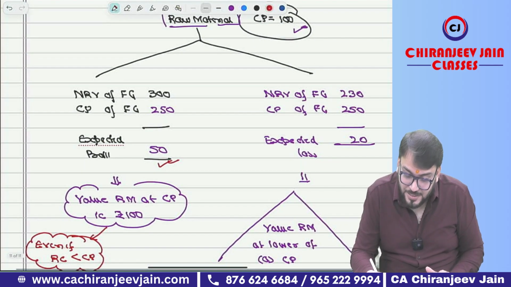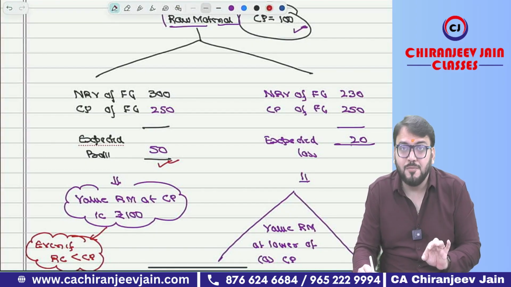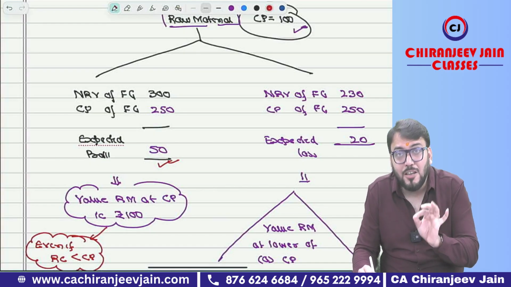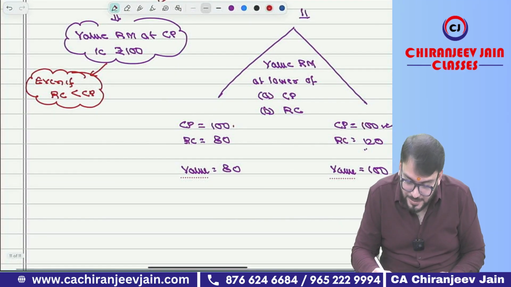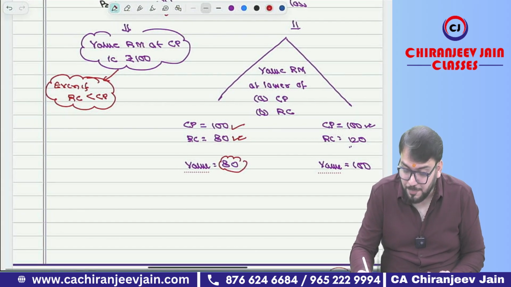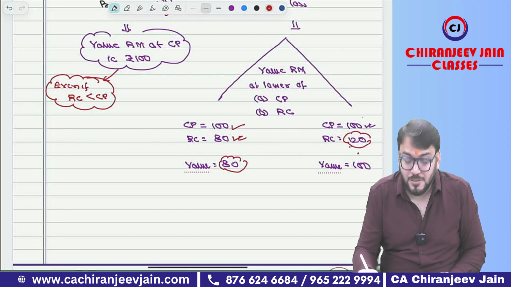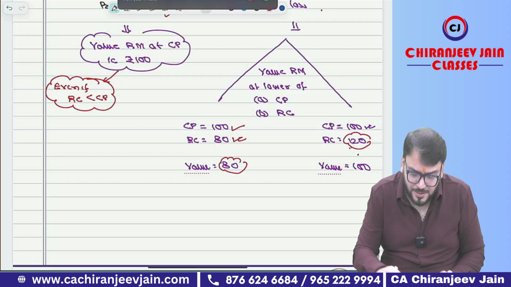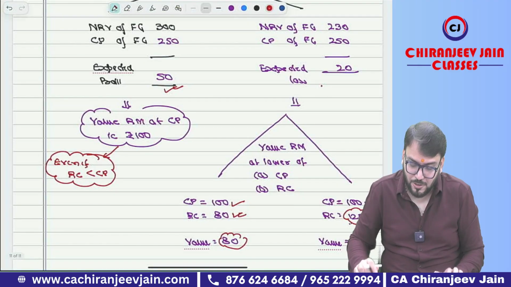But if there is an expected loss, AS 2 says that one of the reasons for this expected loss is the decline in the price of raw material. Therefore, value raw material at the lower of its cost price and replacement cost. So cost price is 100, replacement cost 80, therefore value is 80. But it is quite possible replacement cost is 120. It means this expected loss is not because of a decline in the price of raw material, and therefore value raw material at rupees 100 only. Have you understood this? Very good.